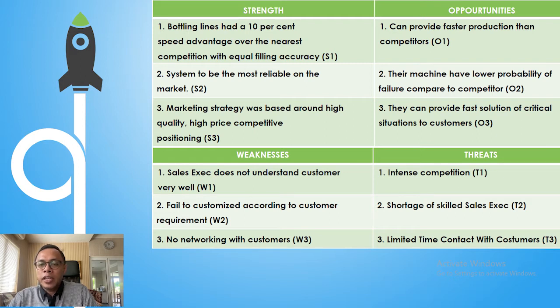For the strength, Cloverleaf has a system that is the most reliable on the market because they had a 10% speed advantage over the nearest competition with equal filling accuracy. For the opportunities, Cloverleaf can provide faster production than competitors, and their machine has a lower probability of failure. For the weaknesses, the major one we have identified is that the sales execs do not understand our customers very well, and are not well prepared and not well trained. And for the threats, they face intense competition from the outside market.